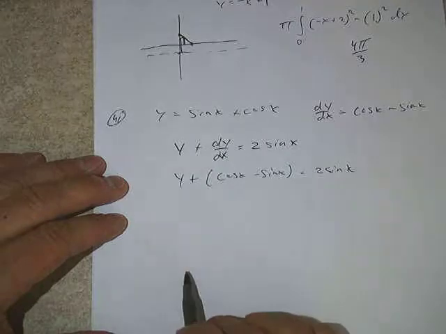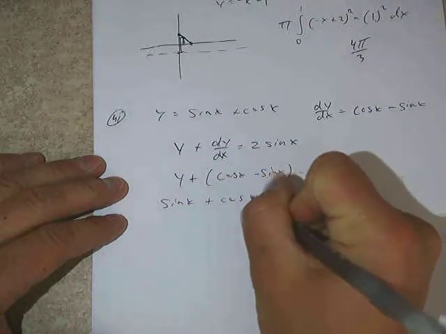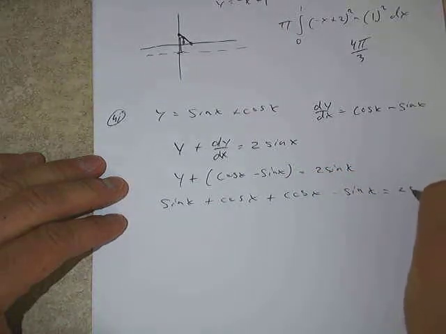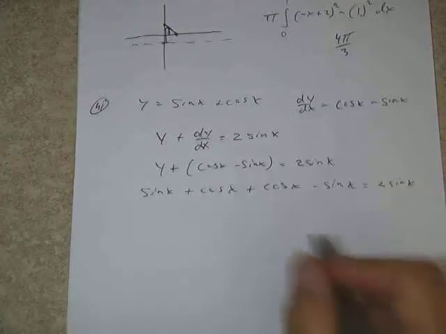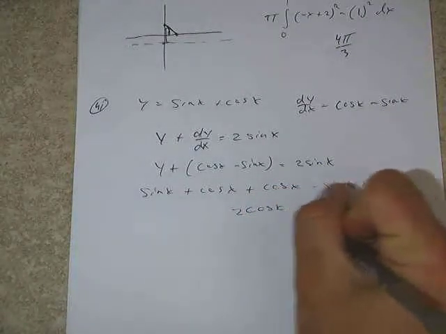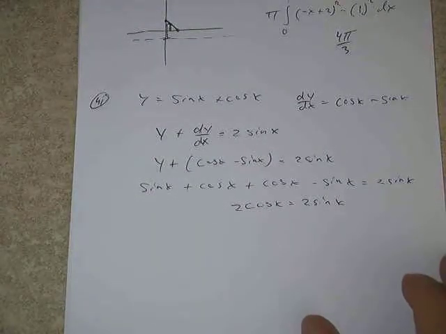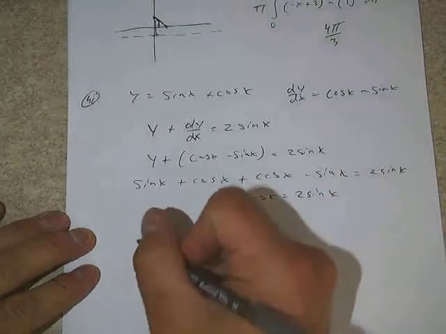Let's find out. We go y plus cosine x minus sine x equals 2 sine x. Okay. All right. And the other issue then is this is clearly not going to be an equality at this point. But what do we know about y here? Y is equal to what? Sine x plus cosine x. So if I were to plug that in there, sine x plus cosine x plus cosine x minus sine x equals 2 sine x.